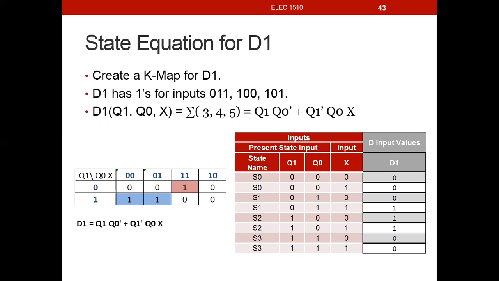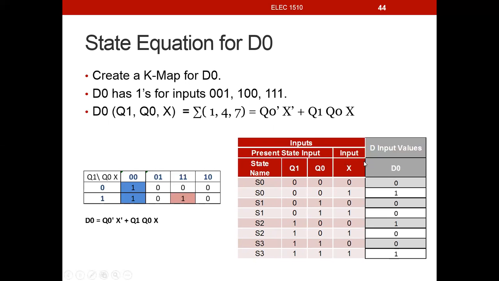Similarly, we do the same for D0. D0, we pull it out of the table. It is now our output. Our inputs to the circuit are Q1, Q0, the present state, and our input X. So D0 is a function of these three inputs and is equal to the sum of 1, 4, and 7. Here's a 1 at 1, here's a 1 at 4, and here's a 1 at 7. Putting that into a K-map, we have this group here, which turns out to be Q0 not with X not, and that is ORed with this term that is Q1, Q0, and X. And that's our equation for D0 that will drive the input to that flip-flop.